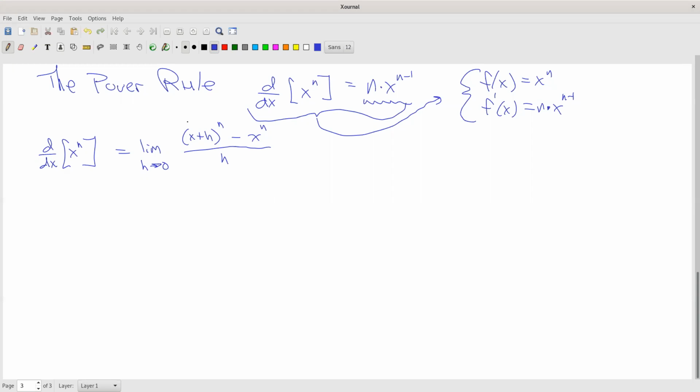And the problem here is that n could be 1 or 2 or 10 or 1,000,000. I don't really want to multiply this out 1,000,000 times. That sounds painful. So to do that, we're going to go back to an algebraic idea that you may or may not have seen in pre-calculus called the binomial theorem.